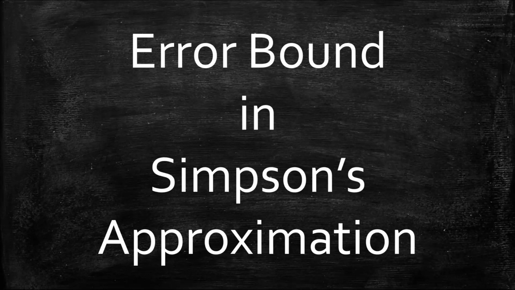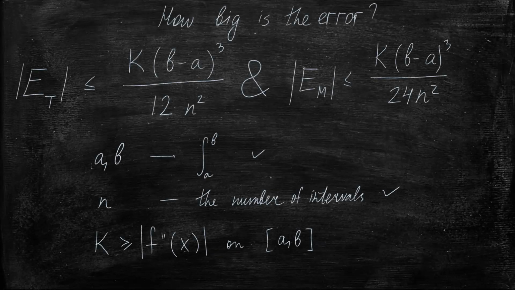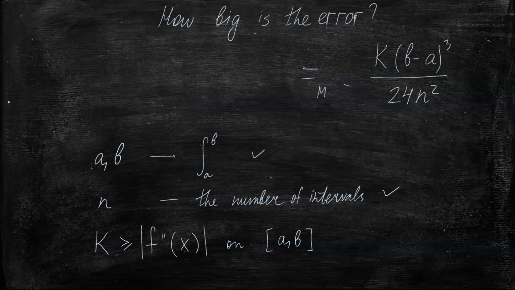In this video lecture, we will discuss a formula for the error bound in Simpson's approximation. Previously, we have learned the following formulas for the error bounds in trapezoidal and midpoint approximations. So we expect something similar in Simpson's approximation, and that's exactly what we're going to get. Almost. Well, we'll get what we expect, almost. And the formula looks like this.